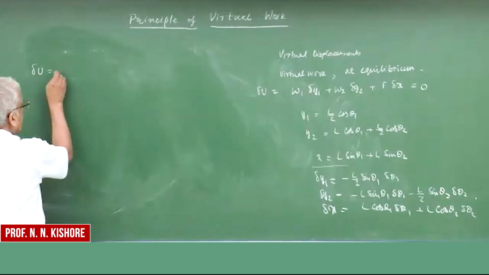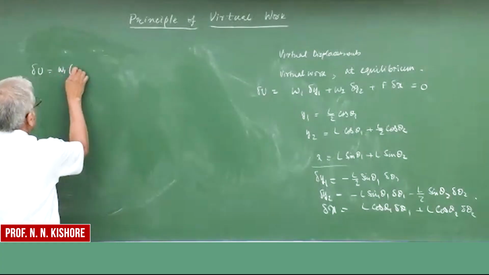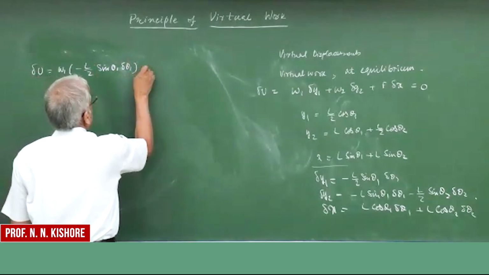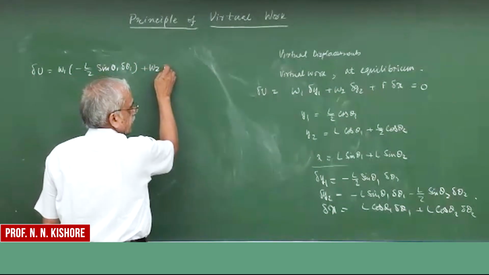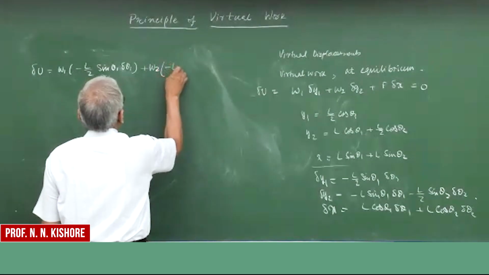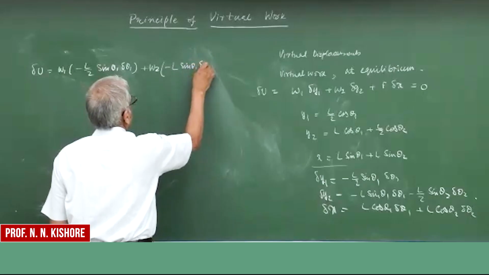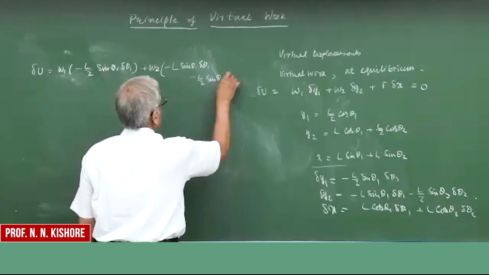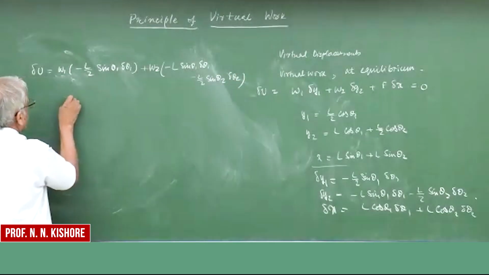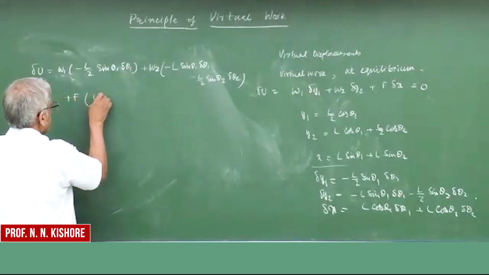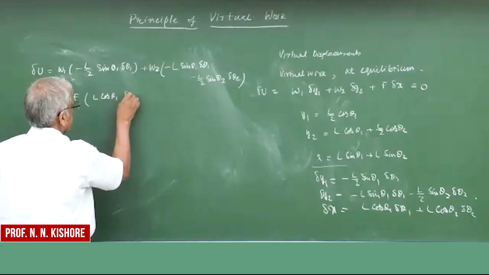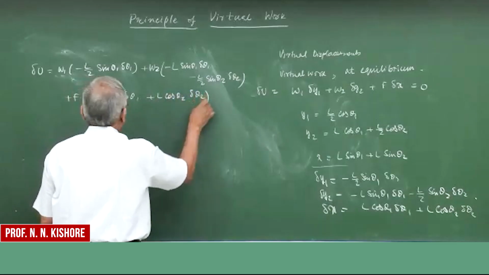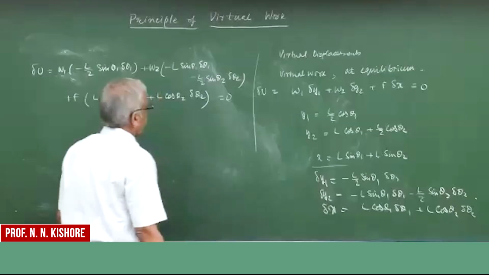So the work is now W1 into minus L by 2 sin theta 1 delta theta 1, plus W2 into minus L sin theta 1 delta theta 1 and minus L by 2 sin theta 2 delta theta 2, plus F into delta X. This is what is supposed to go to 0, all the summations.